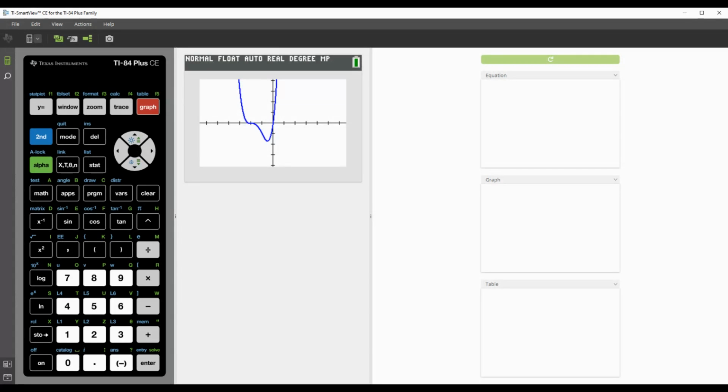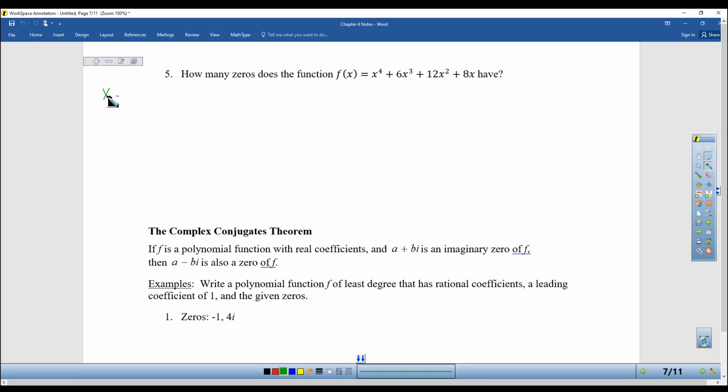So we're going to try negative 2 three times in our synthetic. And of course, the other zero is 0. So let's go back to our paper. From our calculator, we learned that 2 of the zeros are negative 2 and 0. The 0 you actually could have just factored out and seen: x times x cubed plus 6x squared plus 12x plus 8. You didn't actually need to find it on your calculator. You could have found it by factoring, but that's okay.